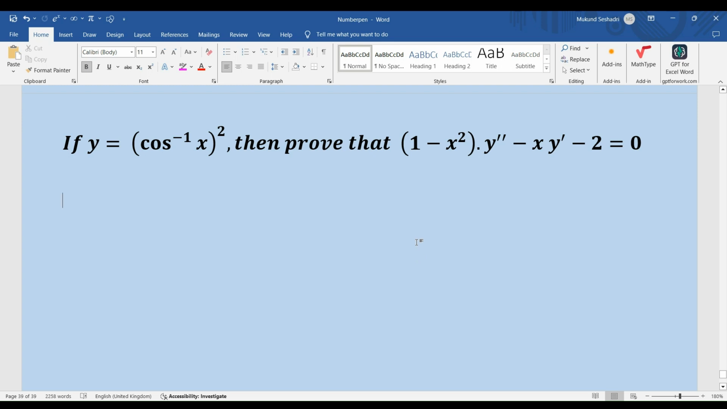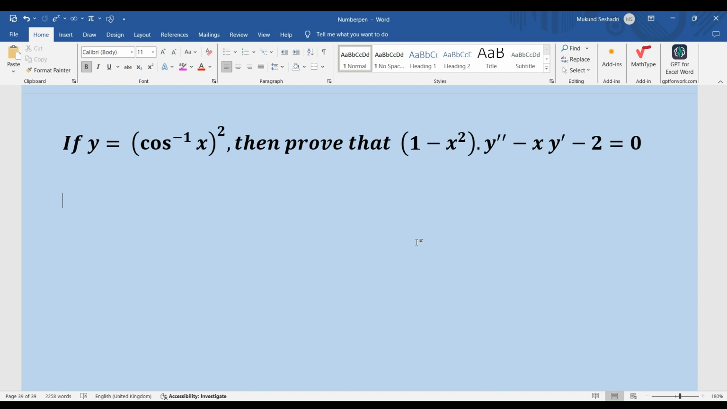So there we have the problem on our screen. If y equal to cos inverse of x the whole square, then prove that (1 minus x squared) y double dashed minus x y dashed minus 2 equal to 0, right? So we know that our y double dashed is nothing but d/dx of dy by dx, and then our y dashed is nothing but dy by dx, right? So we will have to start off by arriving at y dashed for this particular problem.